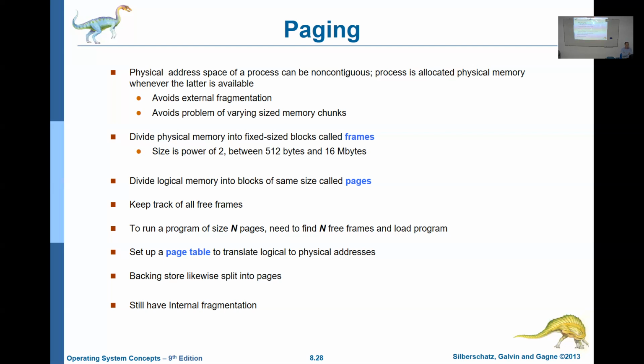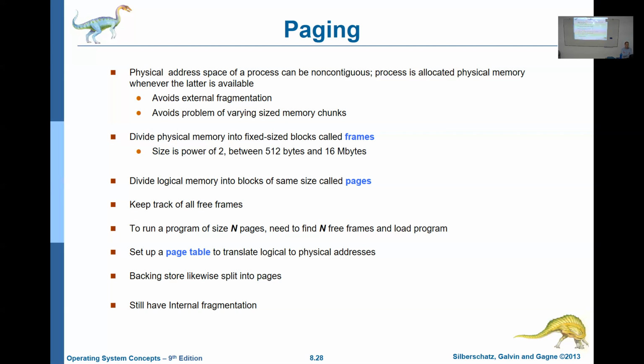So divide physical memory into fixed size blocks called frames. It gets very confusing. We're going to have 3 terms that are all pretty much the same: frame, page, and block. But we will use them in different ways. They're all going to be the same. If the frame size is, let's say, 100, then that means the pages are 100 and the blocks are 100. But we'll specify what frames are and what pages are.